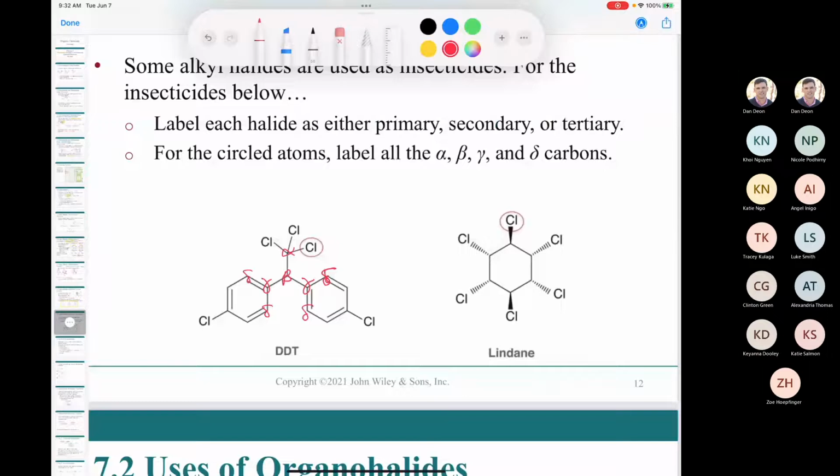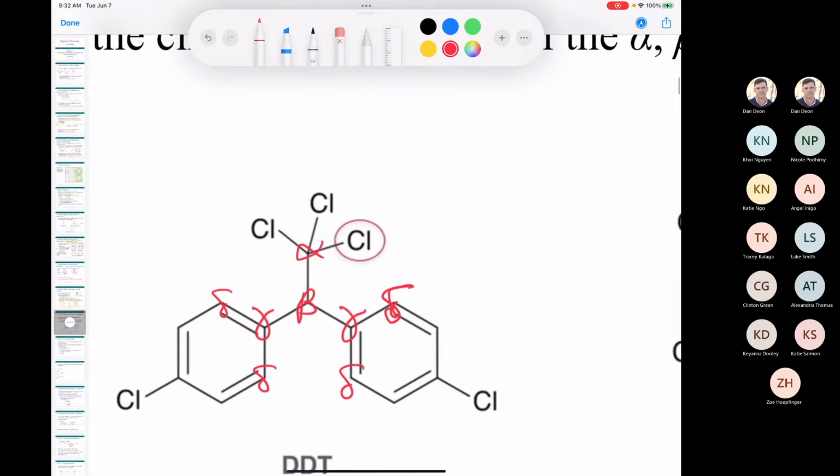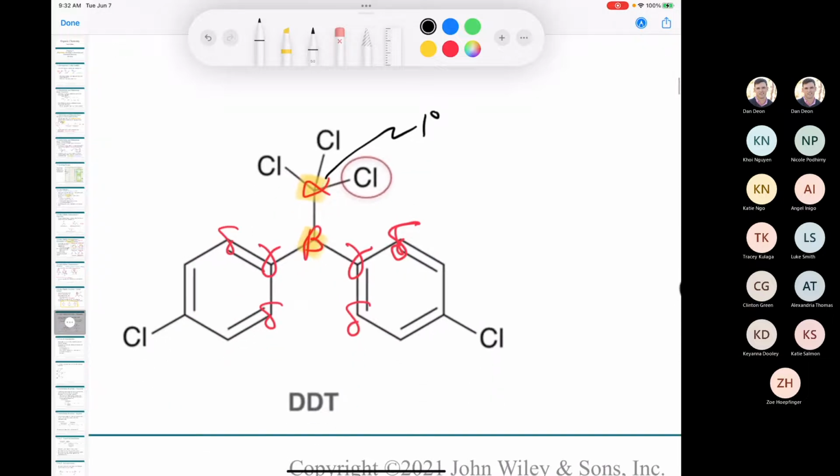And it says label each halide as primary, secondary, or tertiary. If we look at the alpha carbon for DDT, so let me just highlight that one here, it's attached to only one carbon, and therefore this would be a primary alkyl halide. These are not alkyl halides, these are aryl halides, so we're not going to worry about those right now.